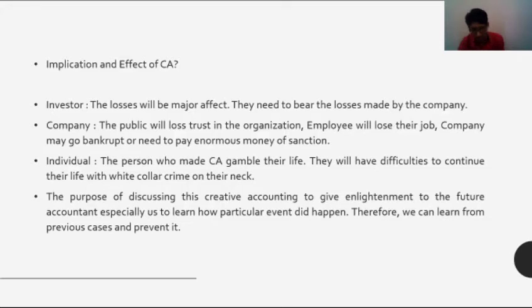And then the purpose of discussing this creative accounting is to give enlightenment, especially for us accountants, to learn how particular events did happen. Therefore, we can learn from previous cases and prevent it from happening in the future.